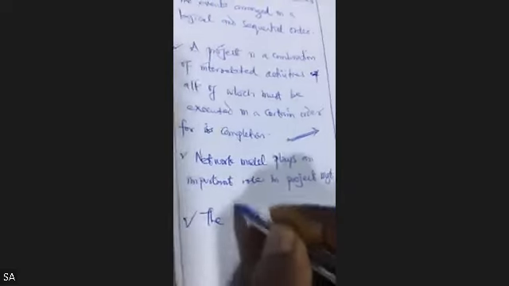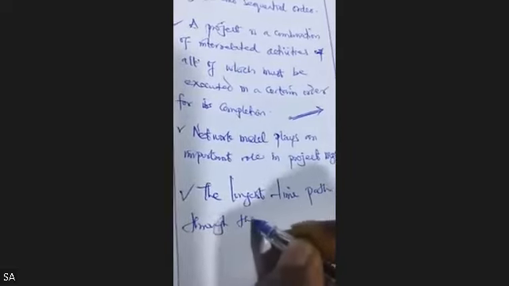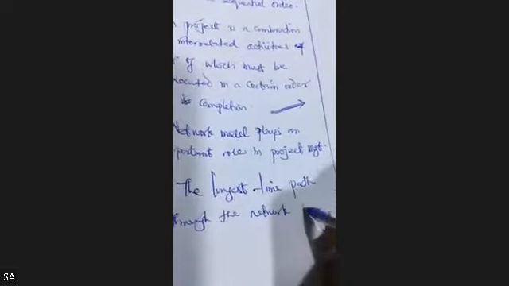Please hold on. Okay, so take note of this. The longest time path through the network is called the critical path.